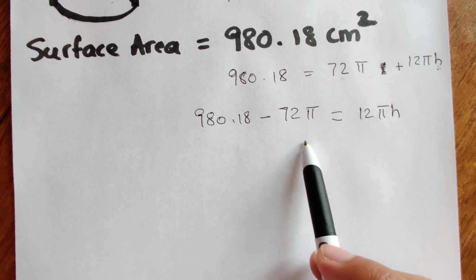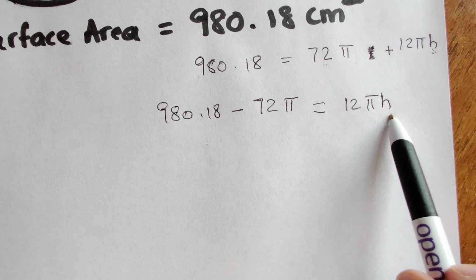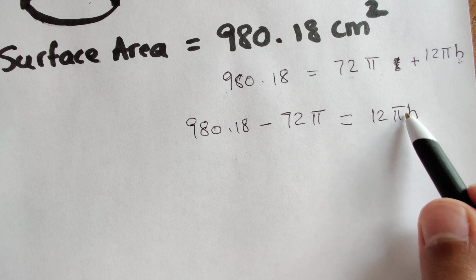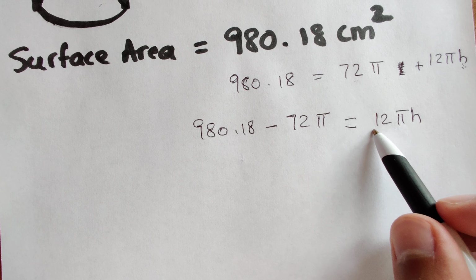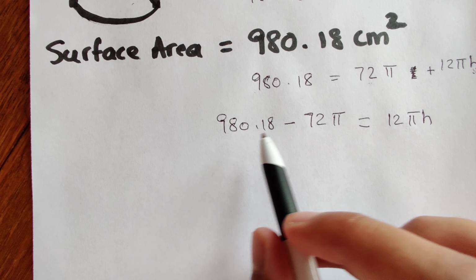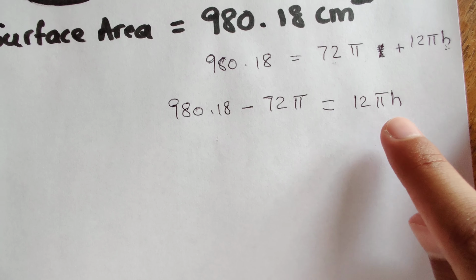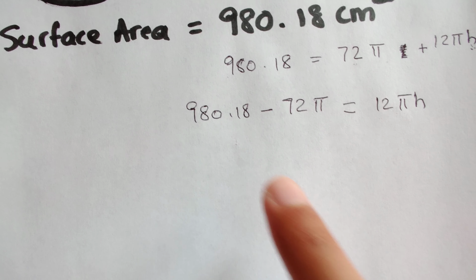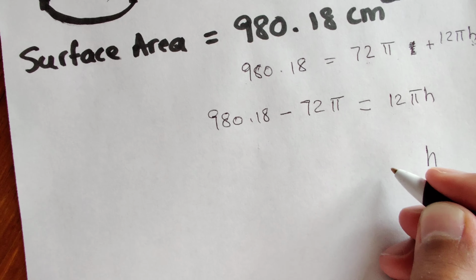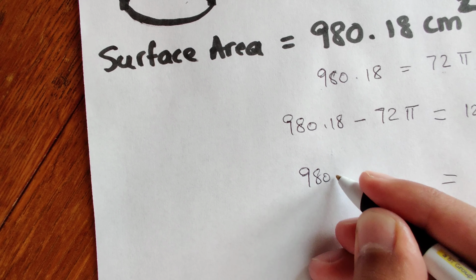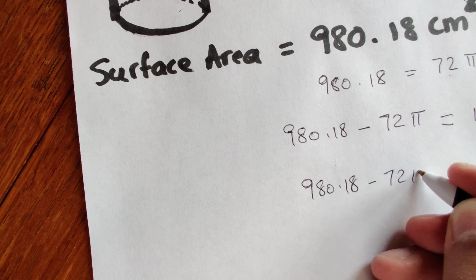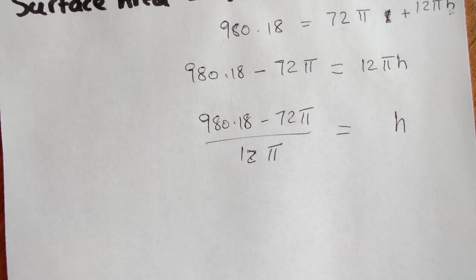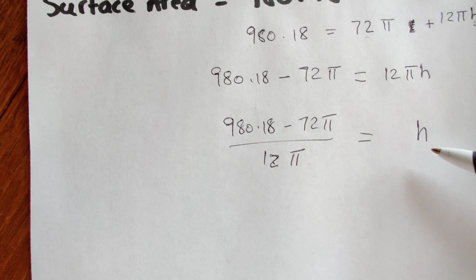Okay, then the next step is we need to make h by itself. Because this 12 pi is times by h, we're going to do the opposite of timesing, which is dividing. So we're going to divide both sides by 12 pi. Divide this right side of the equal sign by 12 pi, and all of this left side of the equal sign by 12 pi as well. So h is going to equal 980.18 minus 72 pi divided by 12 pi, and then that on your calculator, when you put that in, it will give you your answer for h.